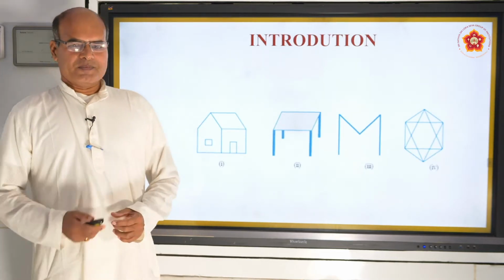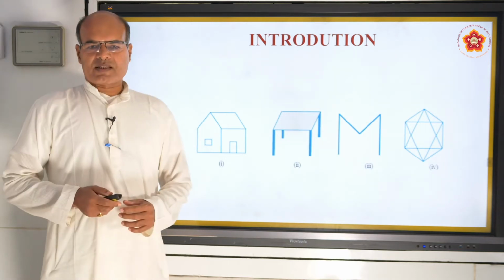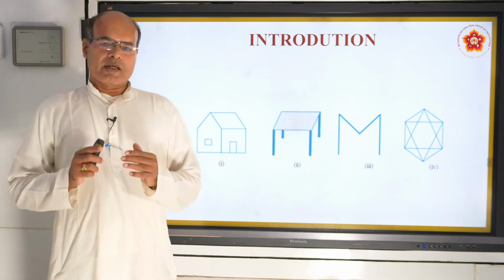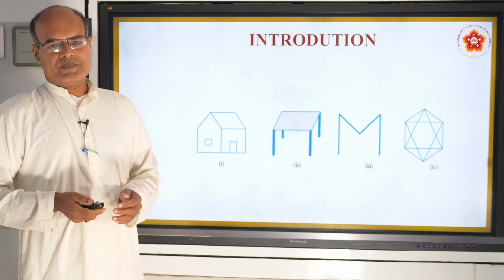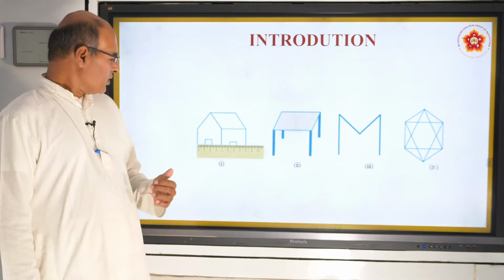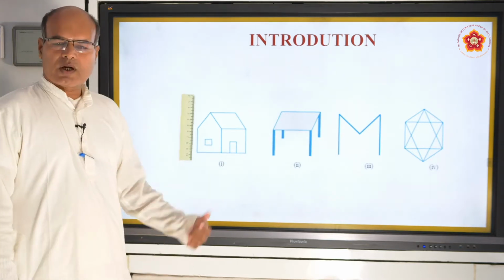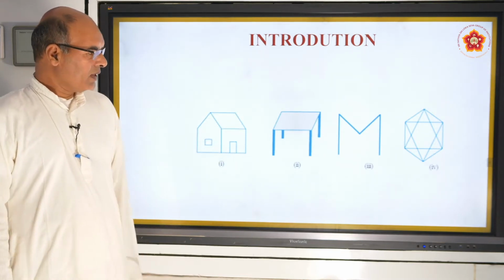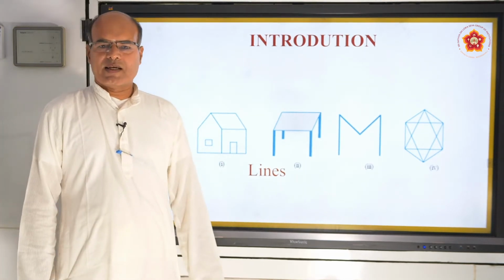Look at this picture. Suppose you are asked to redraw these pictures exactly as they are. What geometrical instruments do you need to redraw these pictures exactly? You need a scale, a ruler, to measure the lengths of the line segments and to draw the line segments. Is it enough? With the scale we can draw the lines and measure the length of the line segments.